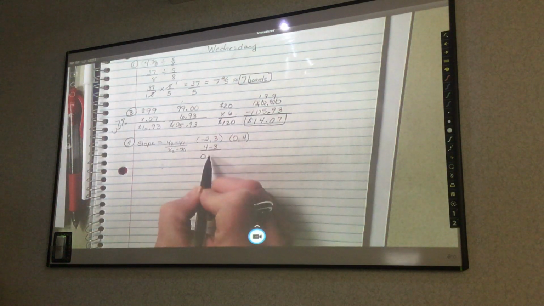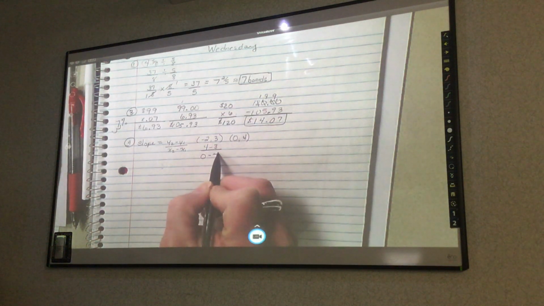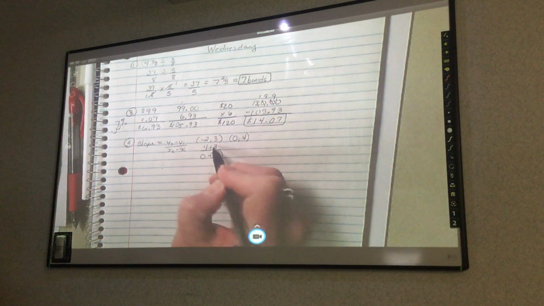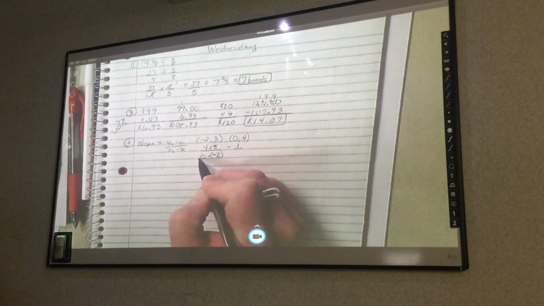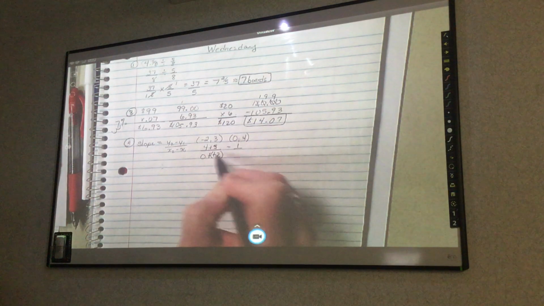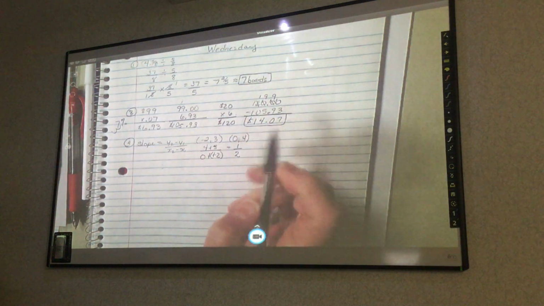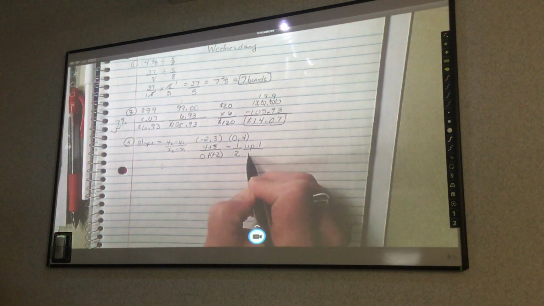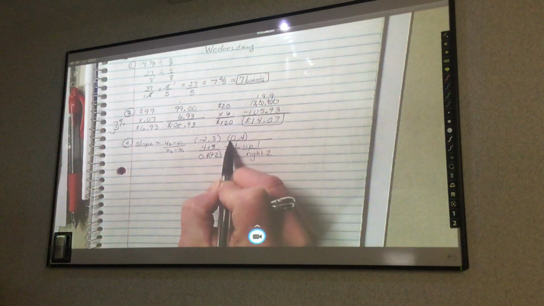x2 is 0 minus x1 is a negative 2. Keep, change, change. So it's just basically 4 minus 3, which is 1. Keep, change, change. So that's a positive 2. You need to write, this means it goes up 1, right 2. I need all of that in my answer.